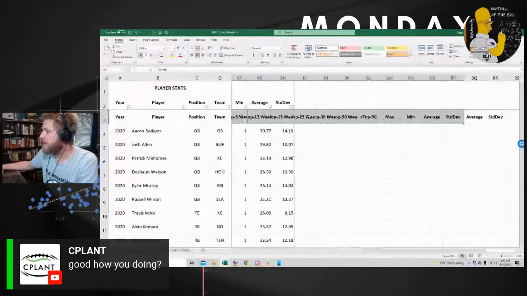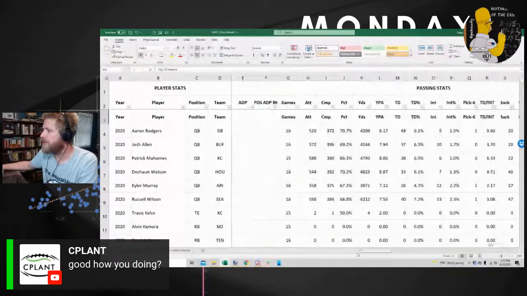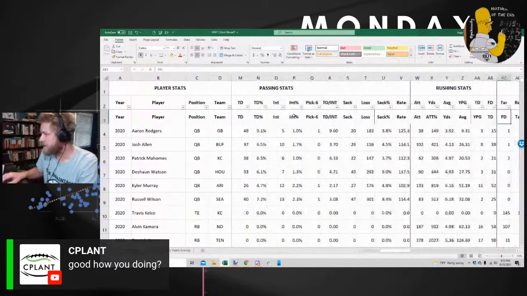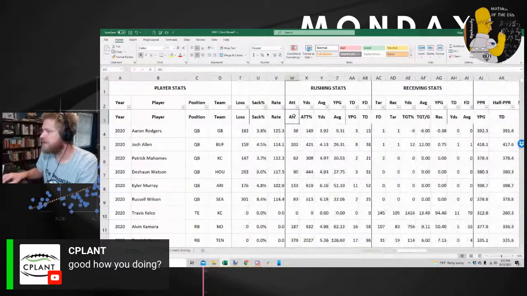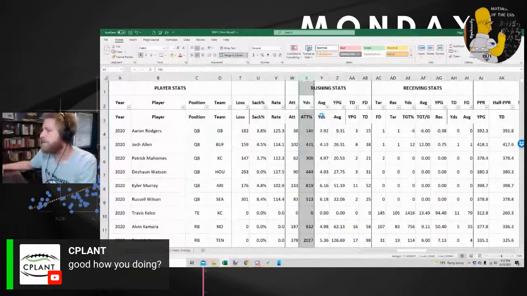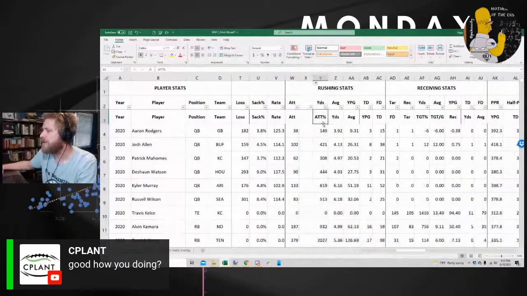So apparently there's more something I did than Addison did. I added 10 extra columns. Look at that. What else did I add? Attempt share. Okay, so I have to calculate that.